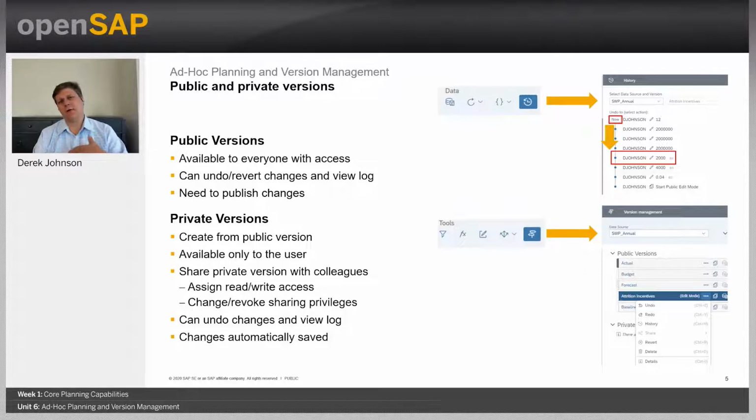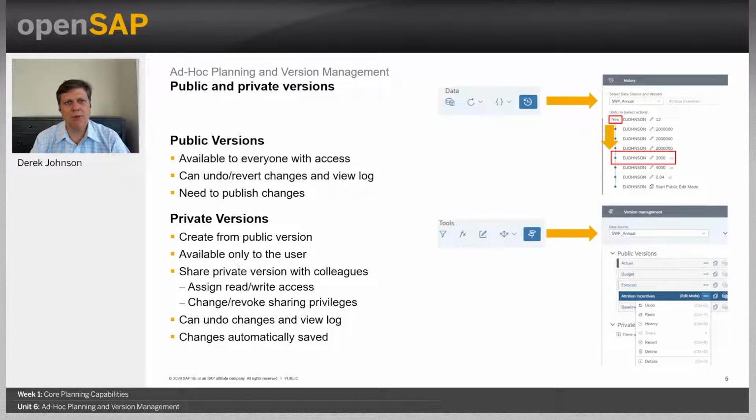And really, if you do create private versions, and we'll be doing this plenty of times through our exercises, we can always convert those into a public version as needed through the publishing process. And we'll be taking a look at that throughout the exercises. Now, I know this session is on ad hoc planning, so I'd like to just take a minute to also discuss the version management and the history function.